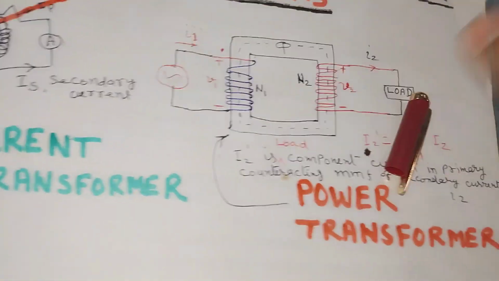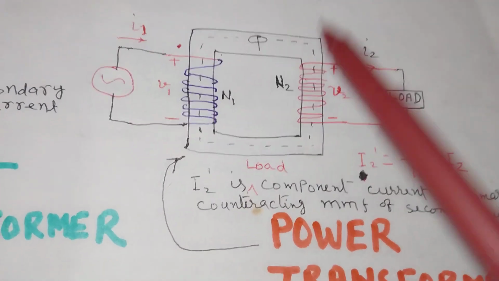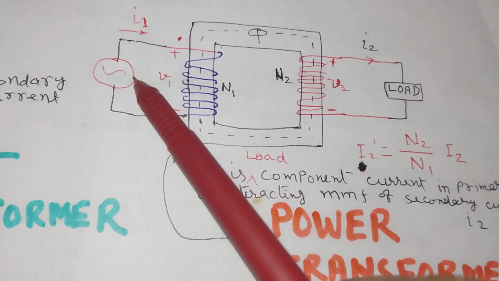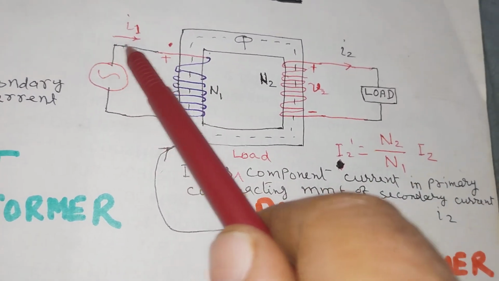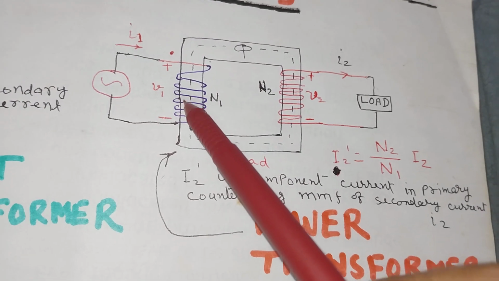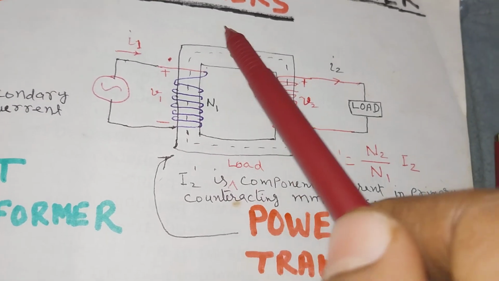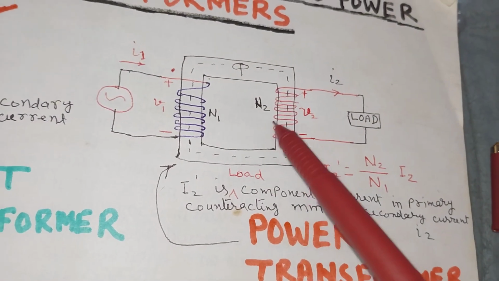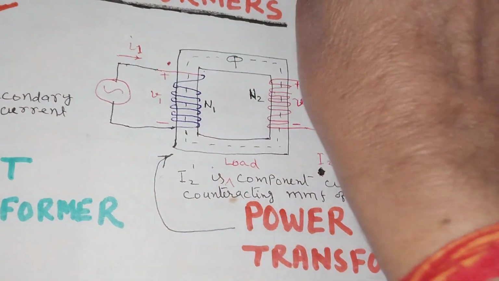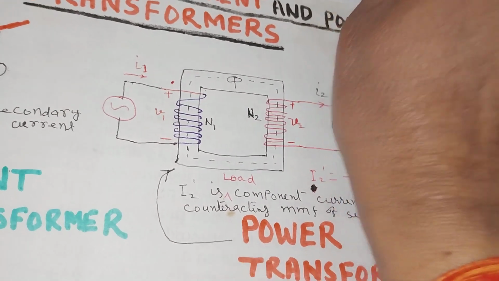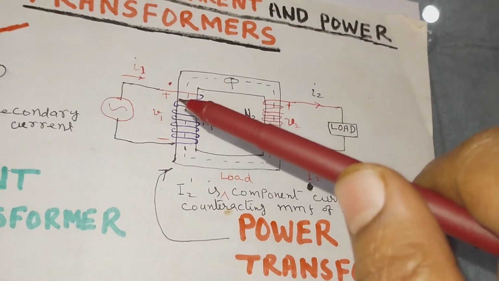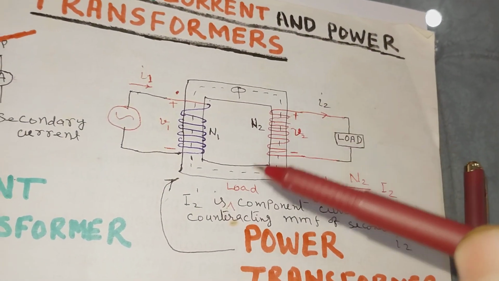Now coming to the power transformers, this is a power transformer supplied by an AC voltage source V1. I1 is the current flowing in the primary, and a flux phi is generated. Suppose when there is no load, a flux phi will be generated in the core of the transformer.